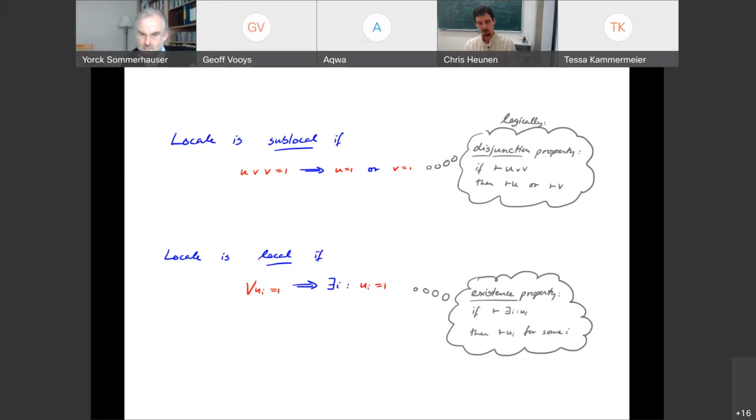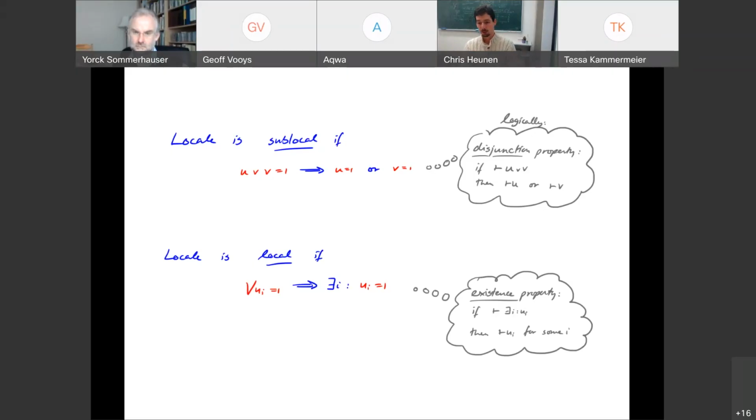That's sort of the finite tree version. The infinite tree version is the following. A locale is called local if this property holds. If a supremum of a bunch of elements is 1, so if you can cover the whole space with opens, then already one of the opens must be 1. Think about it for a minute. If you can cover the whole space with opens, then one of the opens must already be the whole space. So in that sense, the whole space can't be very big.